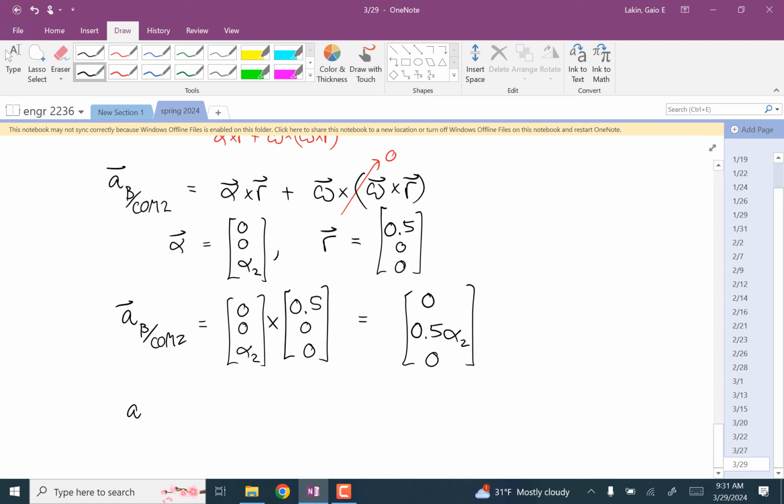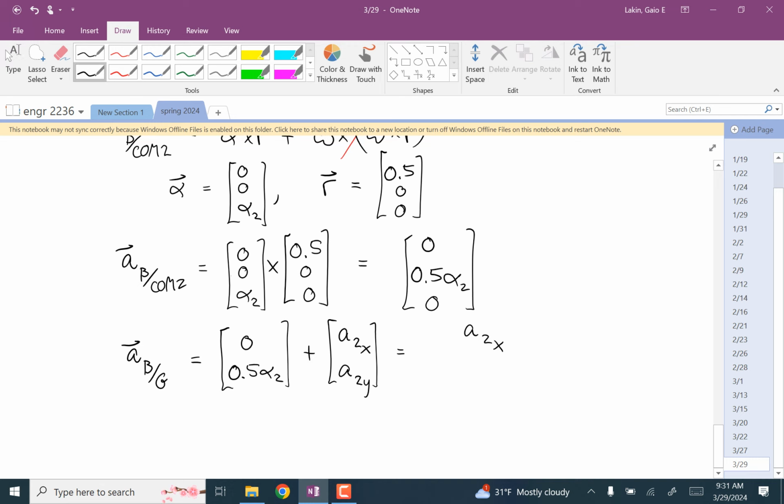And so the acceleration of B relative to the ground is this plus this. And I'll just combine it all.